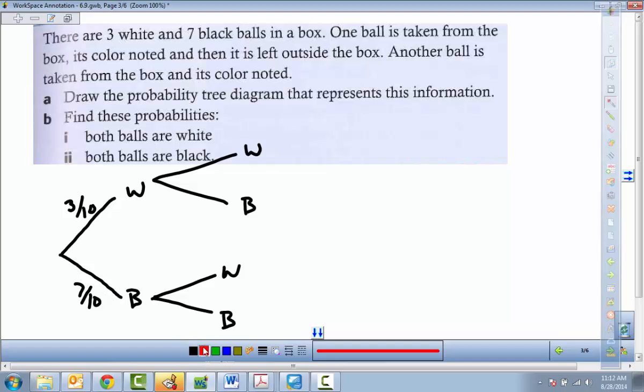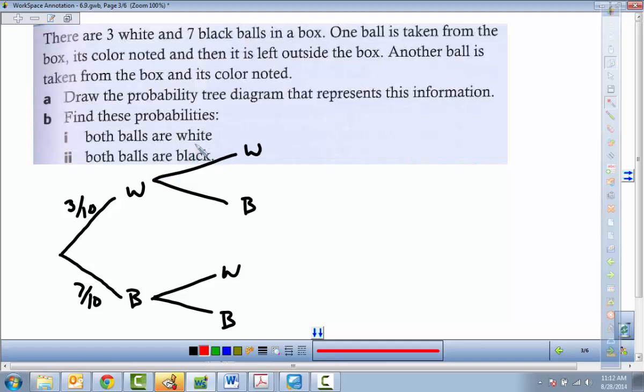But now remember, for the second part, we have taken a ball out. Now there's not 10 balls in the box anymore. Now there's only 9. And so this is on the original probability tree diagram. This is where it says the probability of A given B.